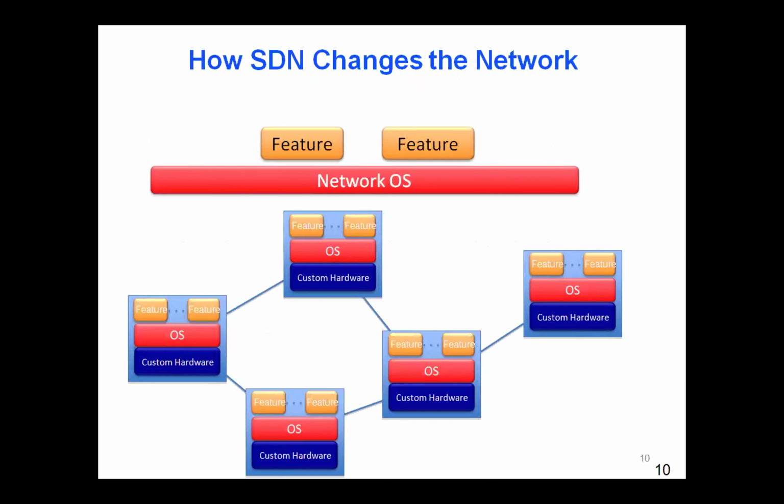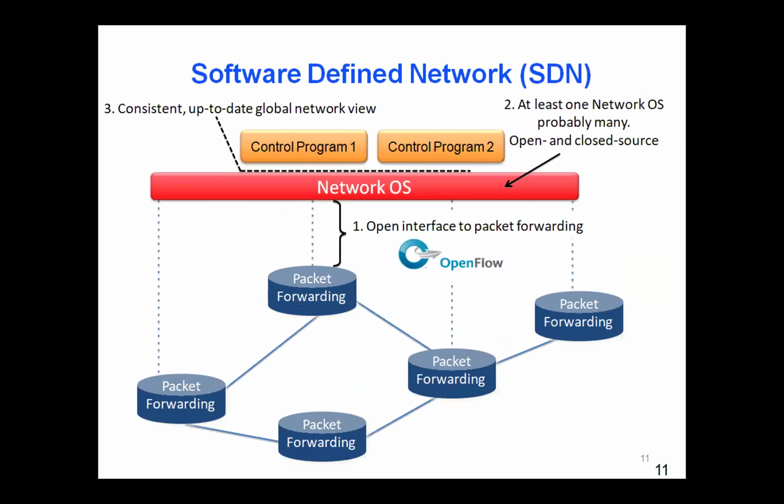So how does SDN change the network? You can see the network operating system lies between the features and the various machines, where custom hardware, operating systems, and features are there. In a software-defined network, the first step is an open interface to packet forwarding, OpenFlow. Packet forwarding takes place, and then there is at least one network operating system, probably many, open and closed source, and then the control program, where a consistent, up-to-date global network view is there.